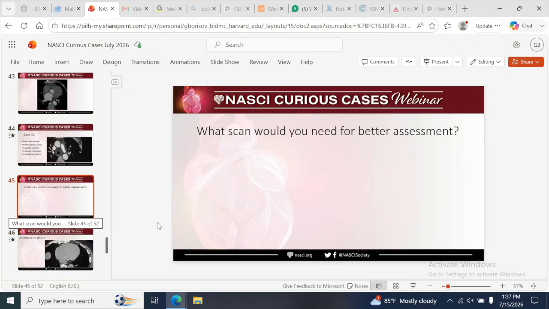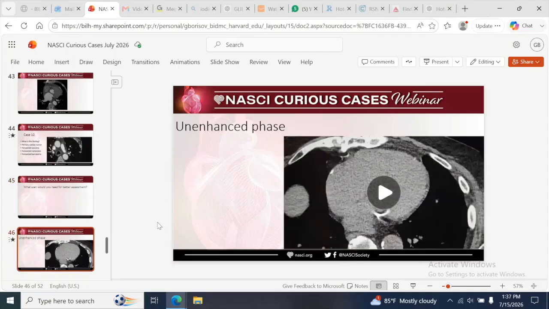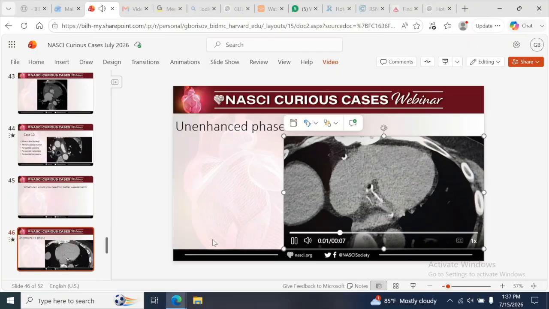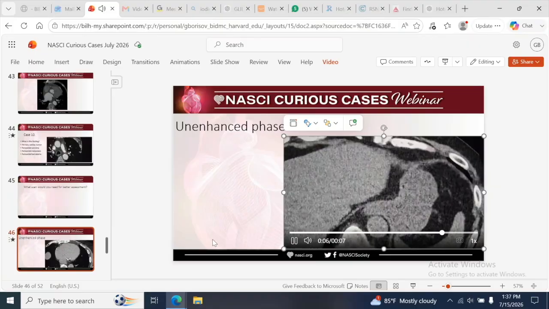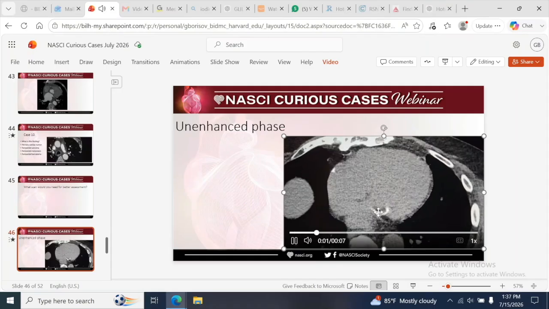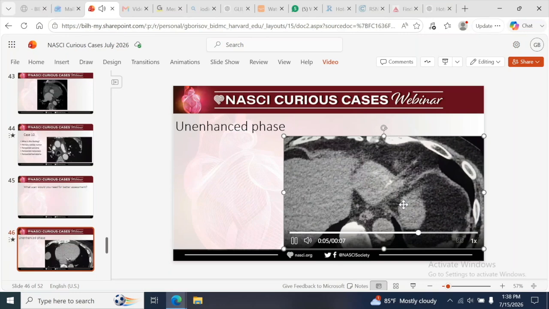And now you need to answer what scan you would need for better assessment. So if you remember, this is a contrast study. So basically the best thing that you need is actually an unenhanced phase. Remember, whenever you have a question of bleeding, hematoma, anything that is related to the surgery, you need a pre-contrast study. So basically, all those hyperdensities are actually not enhancement of contrast, they are calcification.